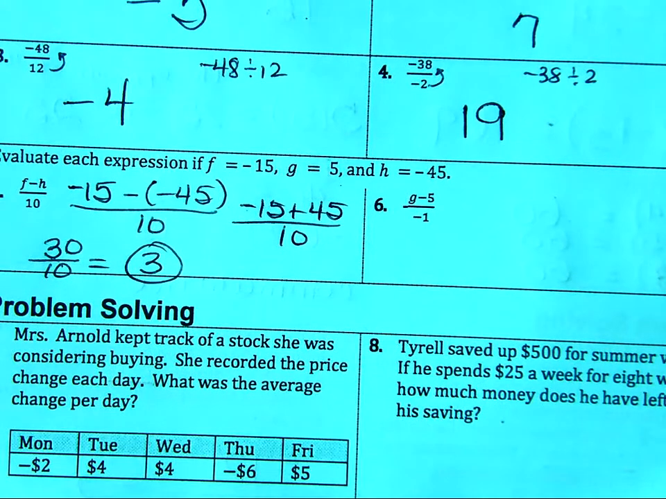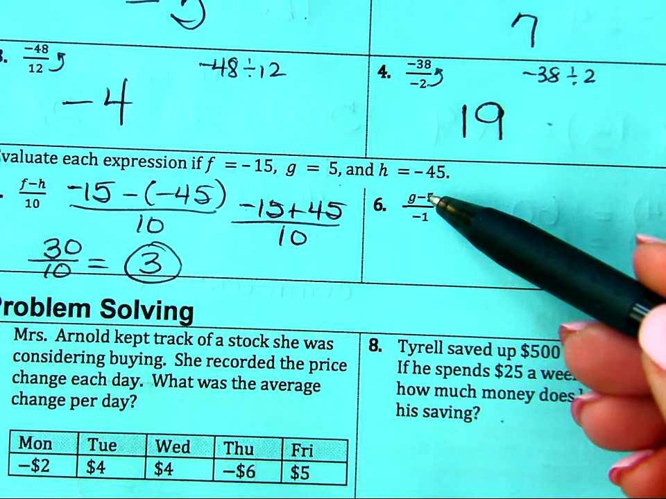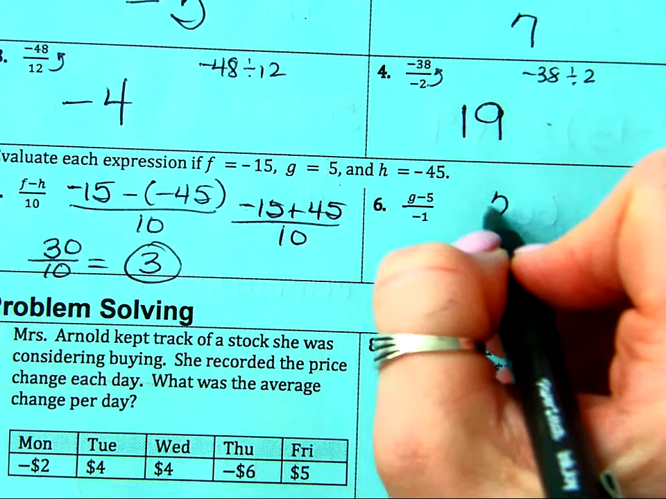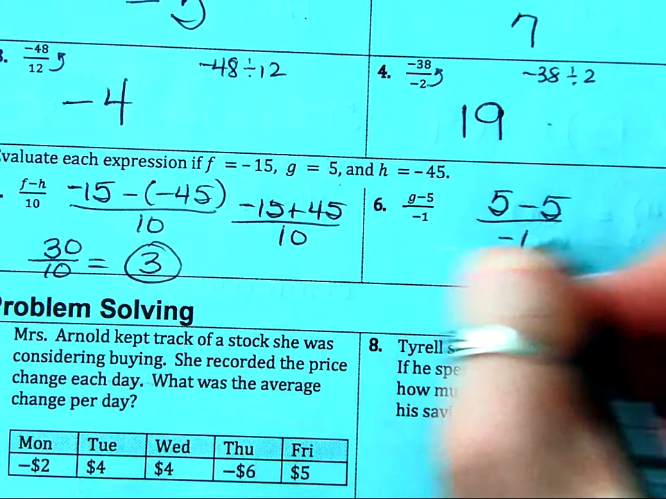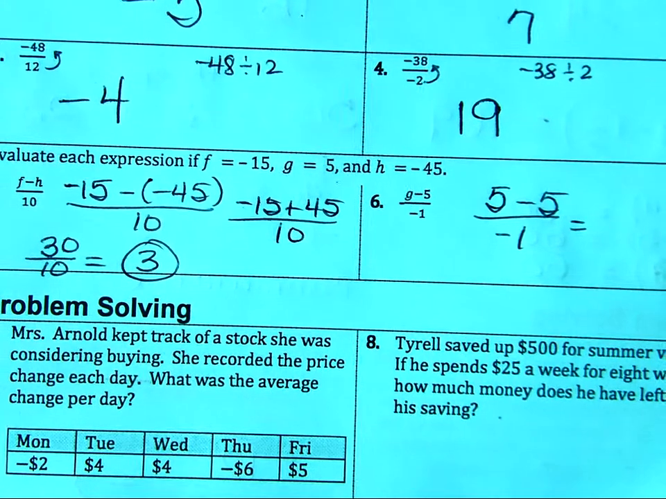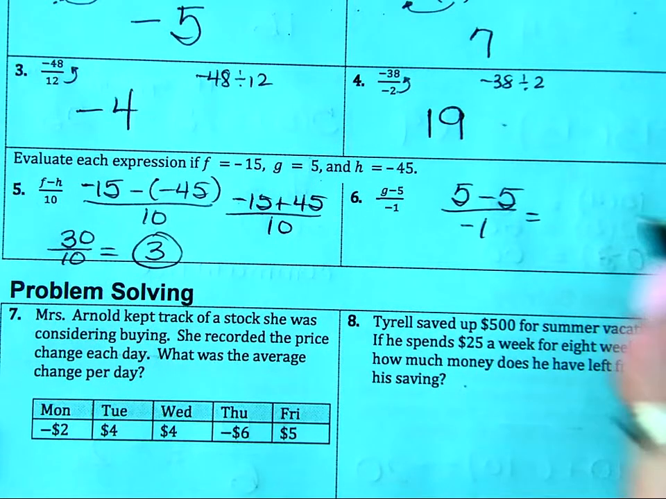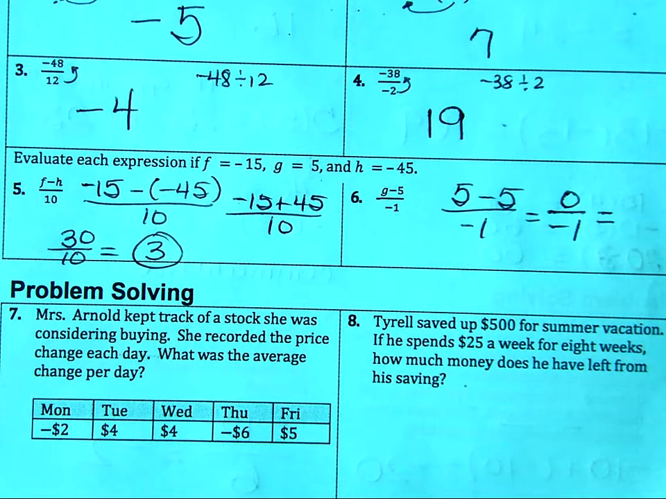Wow, what a good problem, huh? Did you follow it? Okay. This means take whatever g is, subtract 5 from it, and then divide it by negative 1. So I'm going to say that g is 5, then I'm going to subtract 5 and divide it by negative 1. I'm really glad they put this problem on here because it's a problem that even my 8th grade kids get confused on. 0 divided by anything is 0.